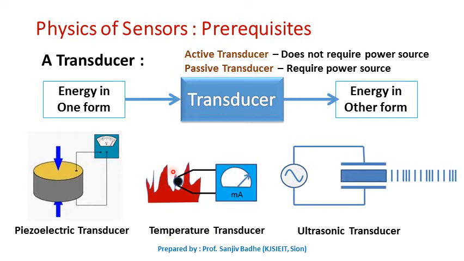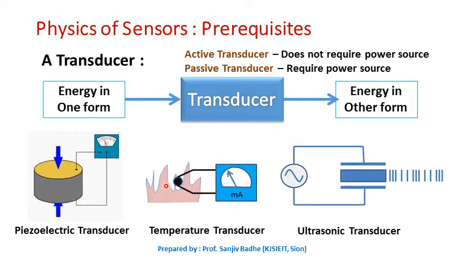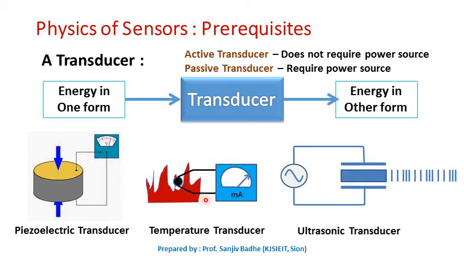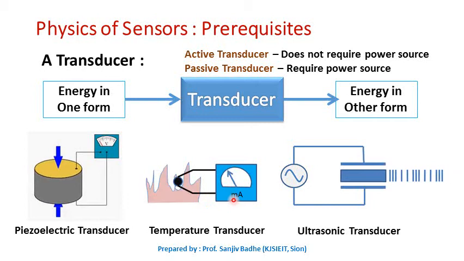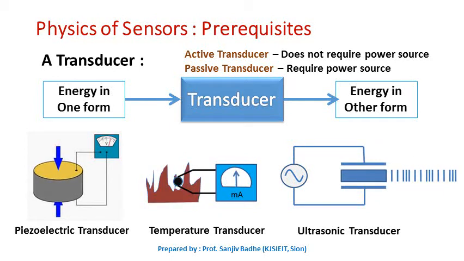The temperature transducer is nothing but a sensor which senses the changes in temperature, and accordingly it produces changes in the output current. Then we have an ultrasonic transducer which takes alternating electrical signal as input and converts it in sound wave of desired frequency.